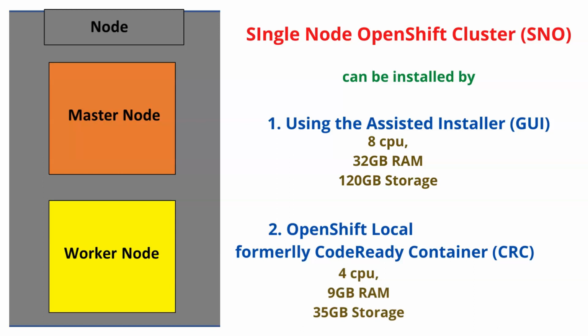I know someone will be smiling by now because a lot of us have this kind of resources. For the purpose of this course, we will be installing OpenShift Local first, and later on we will also be installing the SNO using the assisted installer. And at the end of this course, I will show you how to install OpenShift using the IPI and the UPI method on bare metal and other cloud service providers.